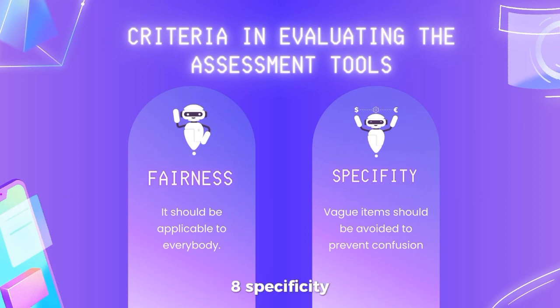8. Specificity. This criterion focuses on the clarity of the assessment items. Specificity involves avoiding vague or ambiguous questions that could confuse students, ensuring that each item is precise and clearly understood, thus providing an accurate measure of student knowledge or skills.